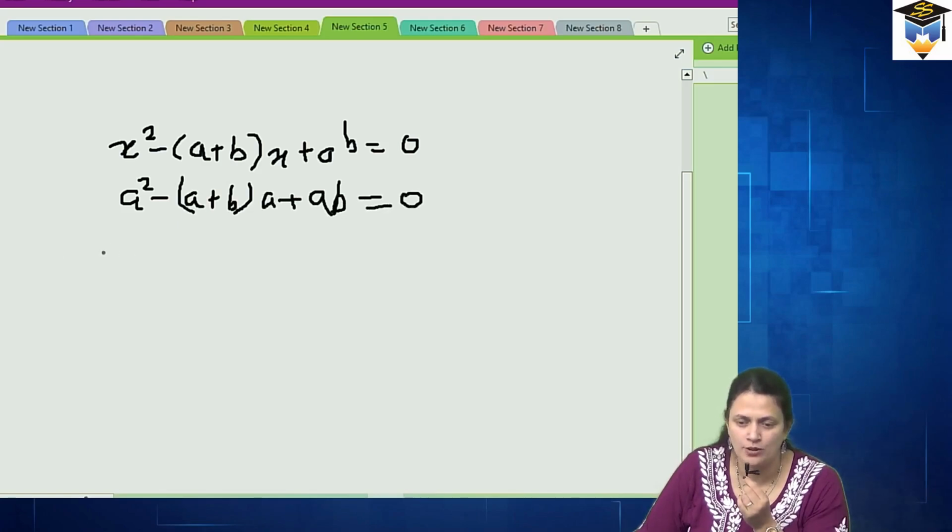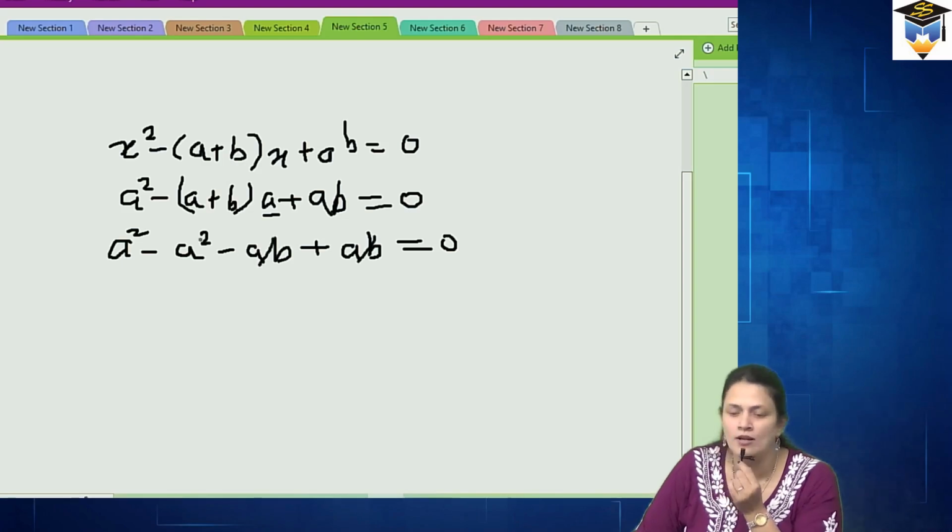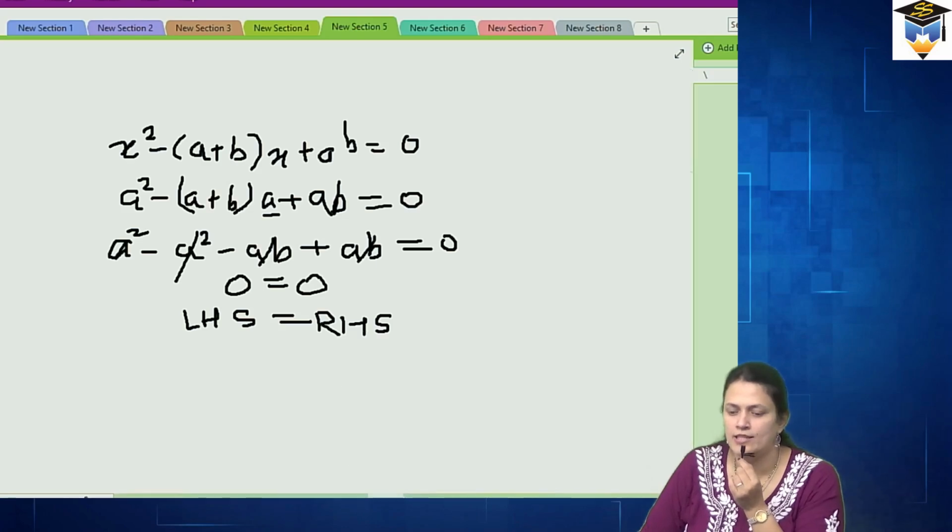So let us see if LHS is equal to RHS. Now if you see here, this will become a square. Now this a multiplied by a will become minus a square, correct? Minus ab plus ab. So all the values are going to get cancelled on the left hand side. Plus ab minus ab is 0, plus a square minus a square is 0. So 0 is equal to 0. That means LHS is equal to RHS. Understood? Now let us move to the next one.